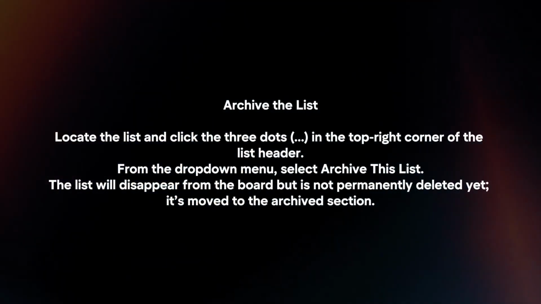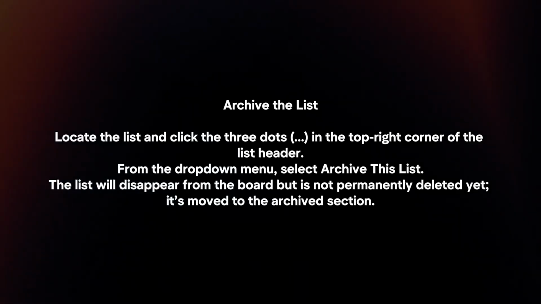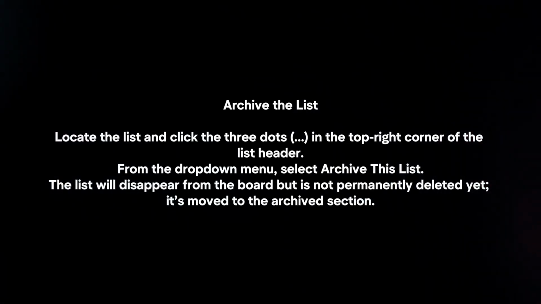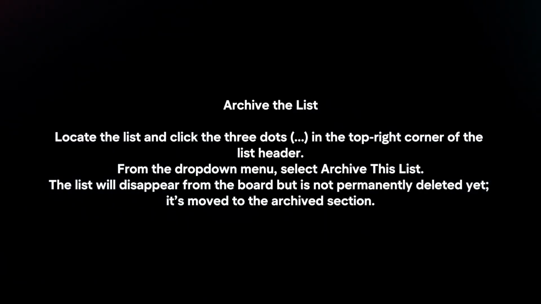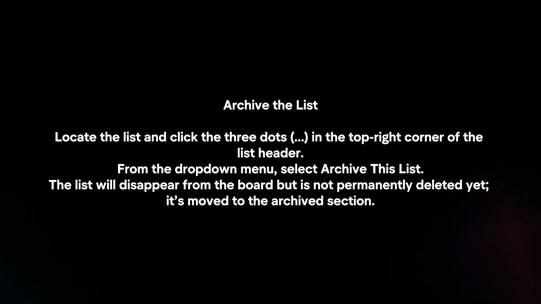Archive the list. Locate the list and click the three dots in the top right corner of the list header. From the drop-down menu, select Archive this list. The list will disappear from the board but is not permanently deleted yet. It's moved to the Archived section.